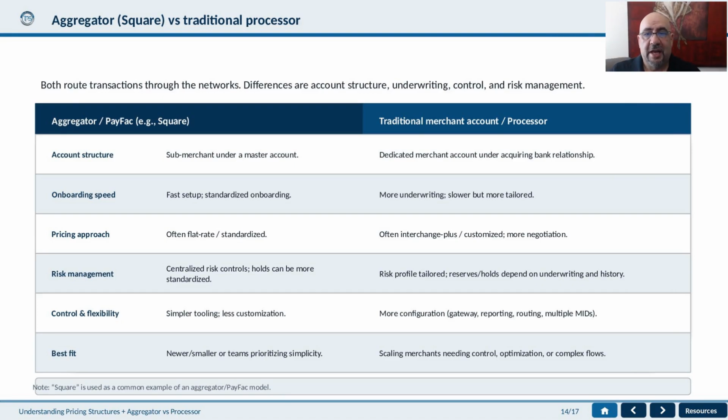The difference: merchant account processor, dedicated merchant account under an acquiring bank and relationship. So not only are you with us, but you're also with our acquiring bank. And we have different banks we acquire with. We work with Wells Fargo. We work with Wood Forest Bank. We work with Bank of America. It depends on the type of business that you are, high risk, low risk.